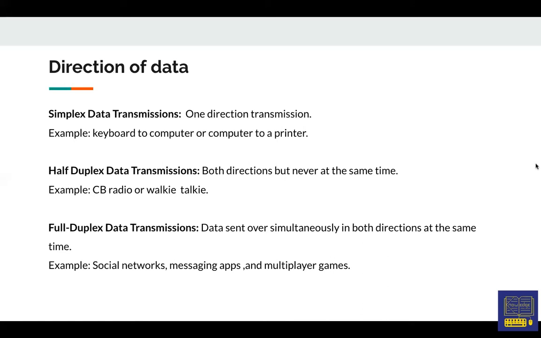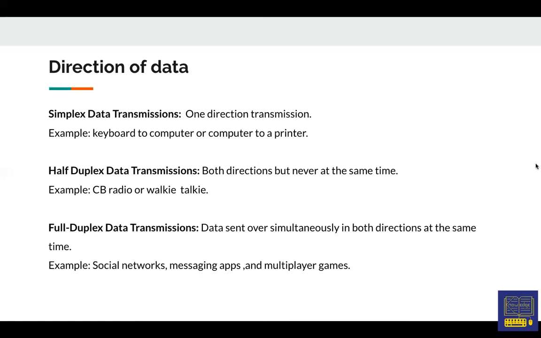Coming to half duplex data transmission. In simplex, one device cannot send, and it only receives. But the thing with half duplex is both the devices can send and receive data, but they can't do it at the same time. Say you're using a walkie talkie, so you will have to first wait for the other person to finish sending the data, finish speaking. Only then can you start sending data yourself. Both of you cannot send the data at the same time. That is what half duplex data transmission means.